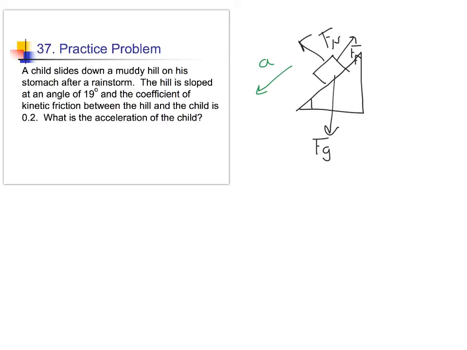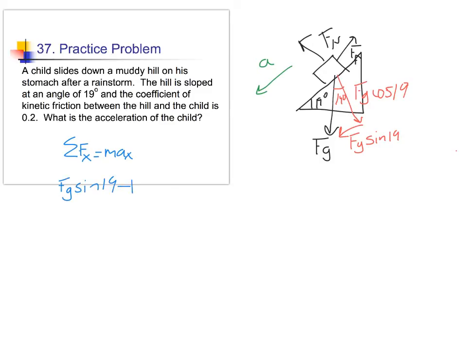My angle here is going to be 19 degrees, and I can go ahead and draw my x and y components for gravity. And so this y component will be Fg cosine of 19, and my x component will be Fg sine of 19. So I'm going to go ahead and set up my max and my may here. So in the x direction, I have Fg sine of 19 minus Ff equals max. And I'm just making down the incline be the positive direction since that's the way that our acceleration is going.